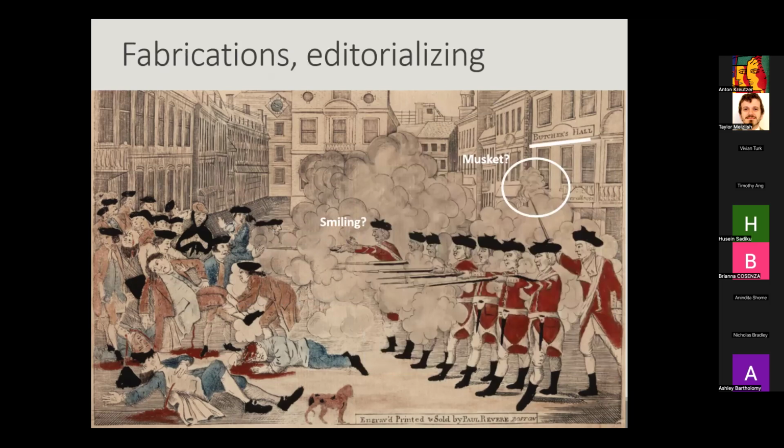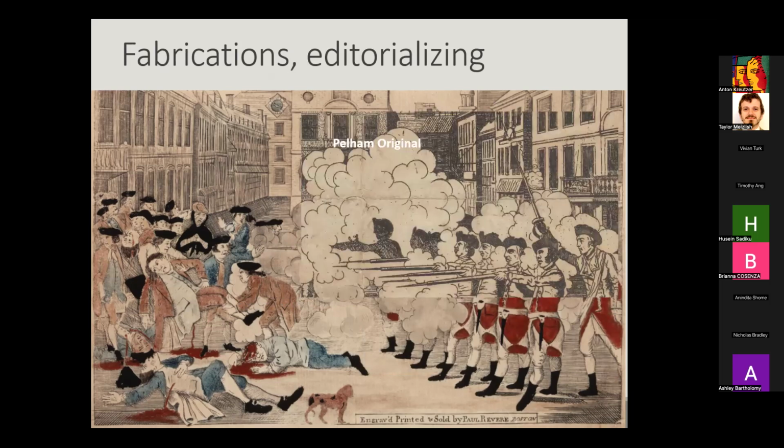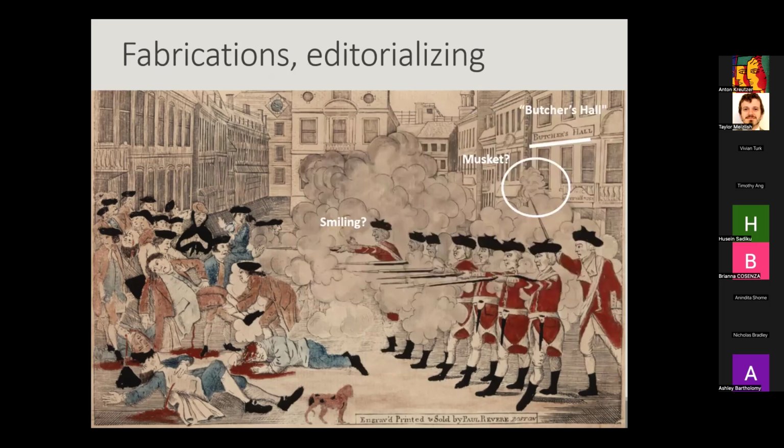And there's a couple of details that are put in here that were inserted. So when you compare it with the original, right? In the original, these details are not in it. So he's sticking in extra things. He's made up some stuff. So Butcher's Hall, that's editorializing. He put a musket in there probably for conspiracy theory reasons. So there's differences from the original.